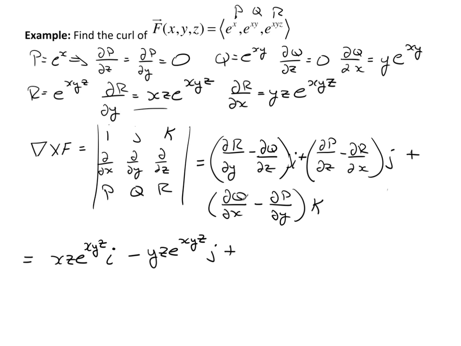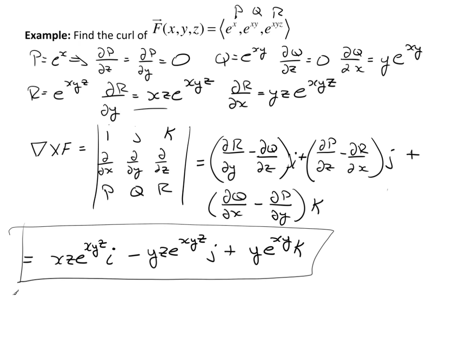Plus, I need the partial of Q with respect to x. Q with respect to x was y e to the xy. And then partial of P with respect to y was 0. So this is just going to be k. So this is the curl of this vector field F.